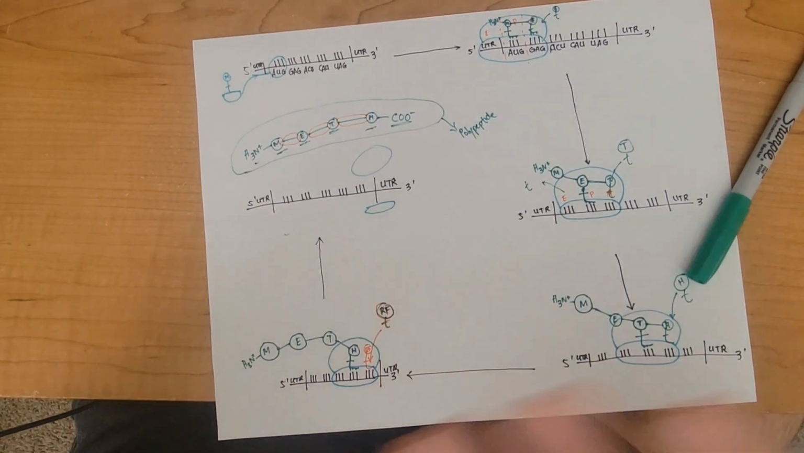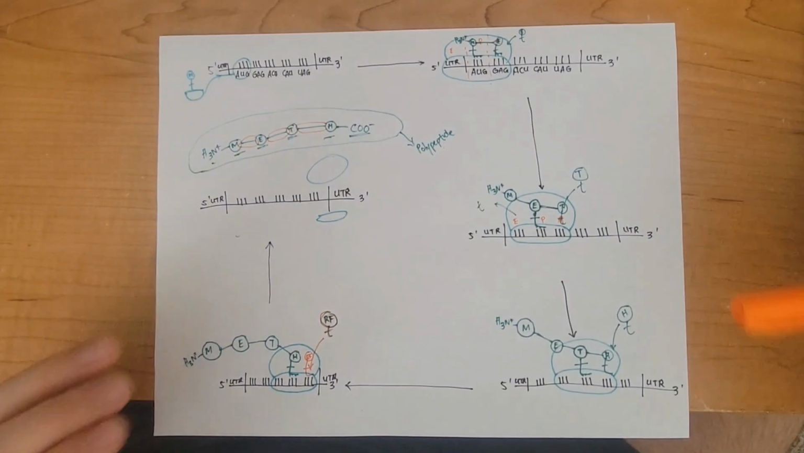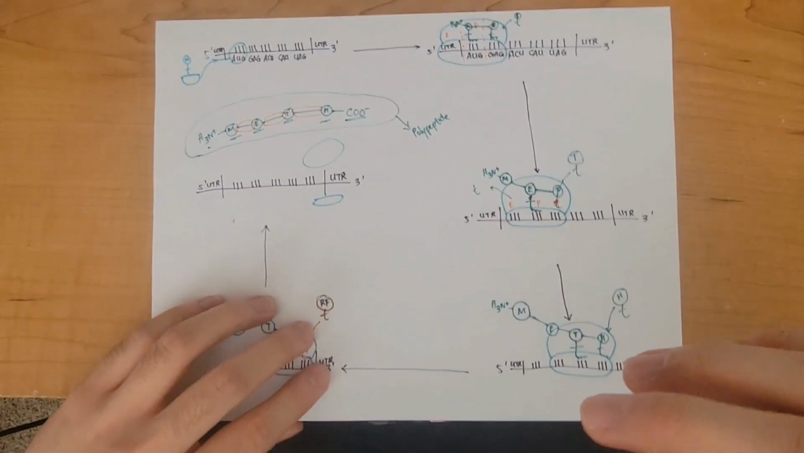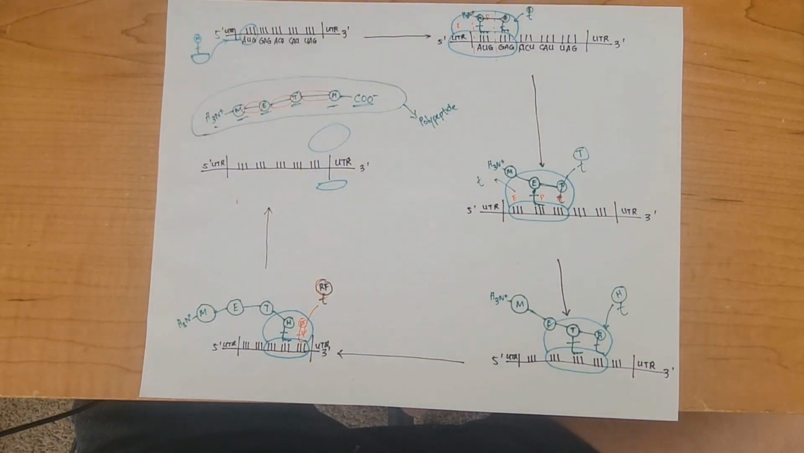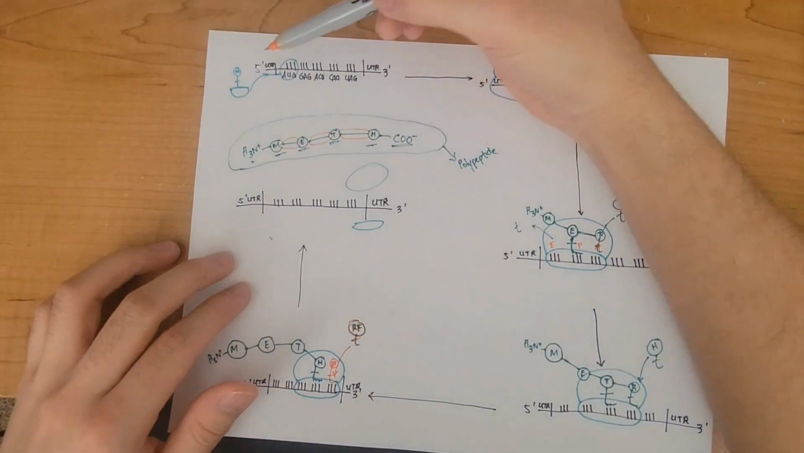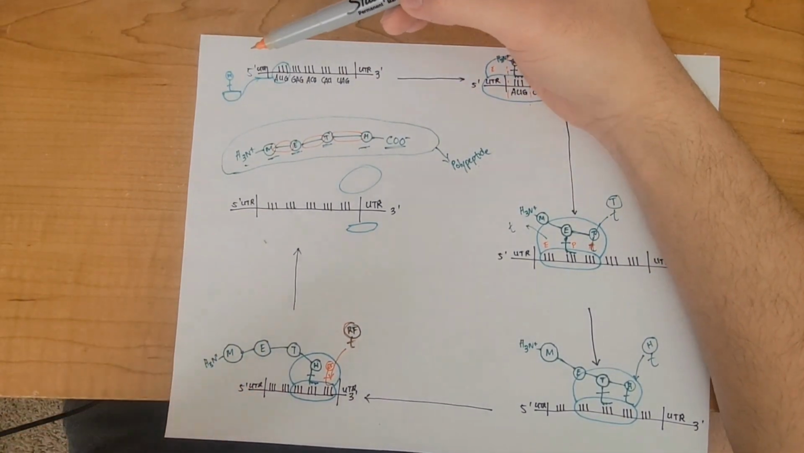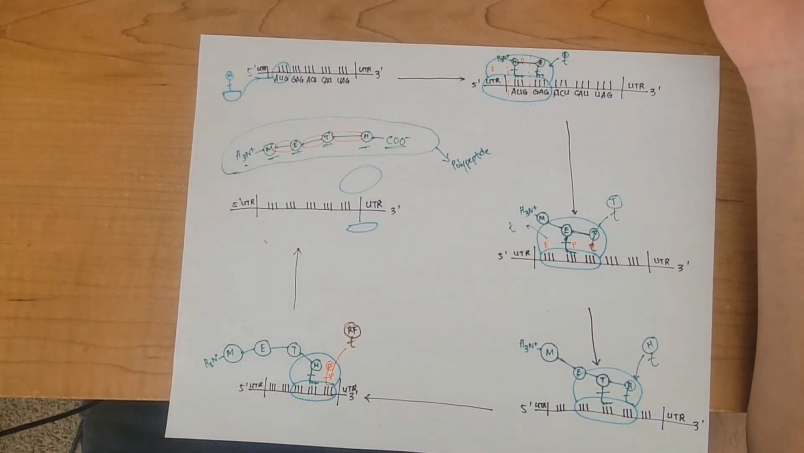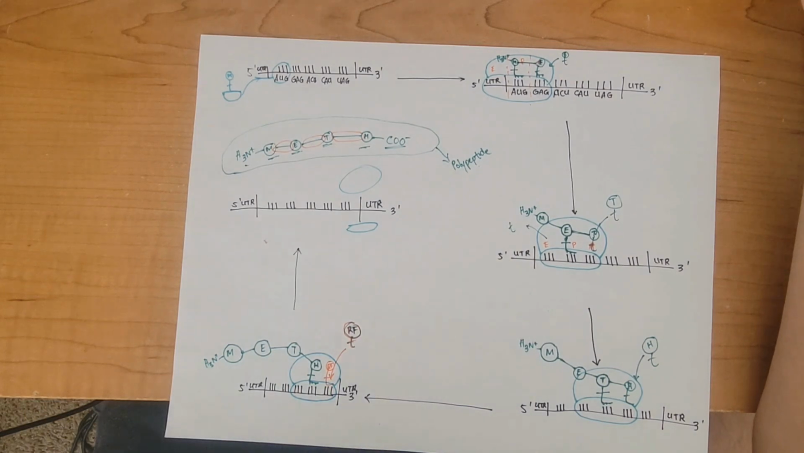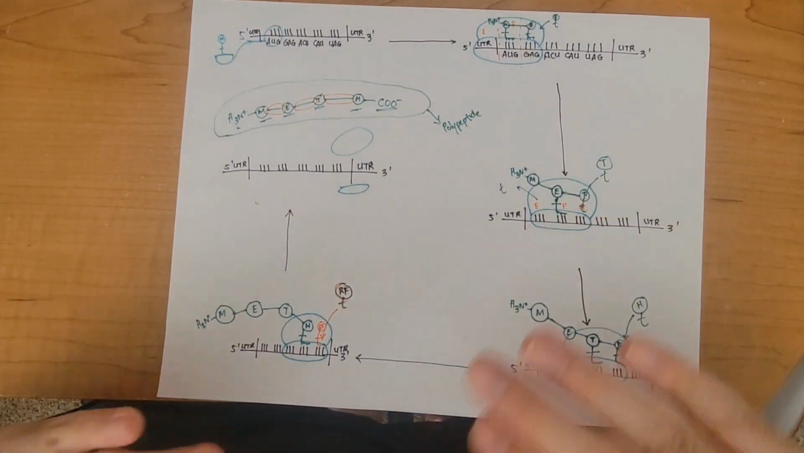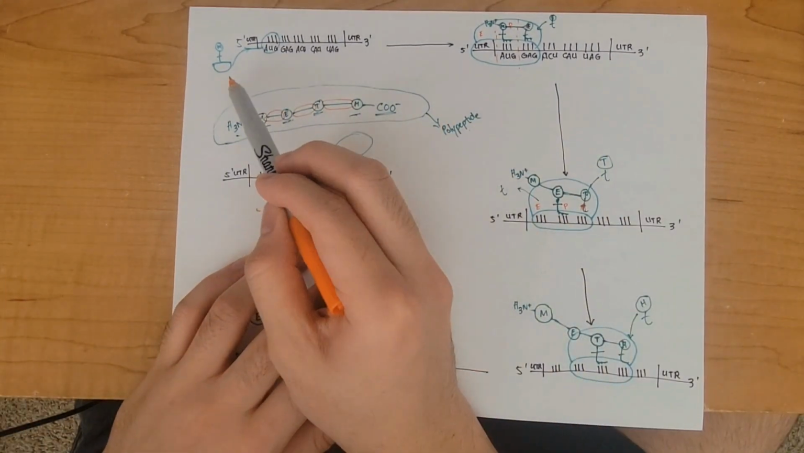So yeah, that's basically translation. It's similar for both prokaryotes and eukaryotes. They might have some specific stuff, like the ribosomal units have specific structure, and there are also specific sequences of the untranslated region, like the Shine-Dalgarno sequence or the 5' capping. But yeah, this is basically translation. I'm going to try to summarize it again.